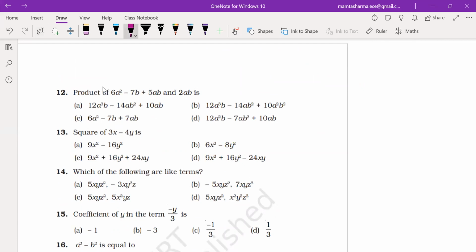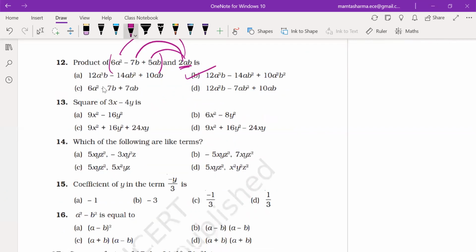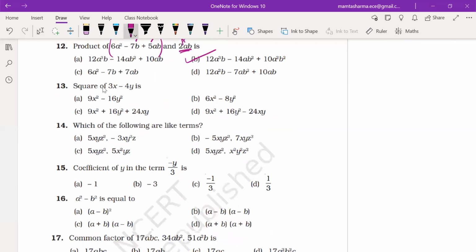Multiply this term with each and every term. So 12A cube B C square, B is correct. And the 13th one is the D option. If I am going fast and anybody is not getting an answer, please pinpoint that point only. Ma'am, 13th is D.